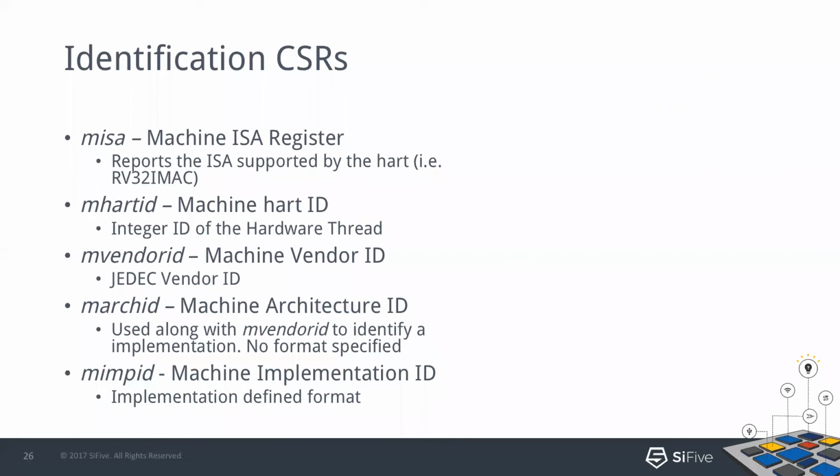There are also a number of identification CSRs that are used to identify the manufacturer of the RISC-V part that the code is running on, as well as additional CSRs to give you more information about that implementation.